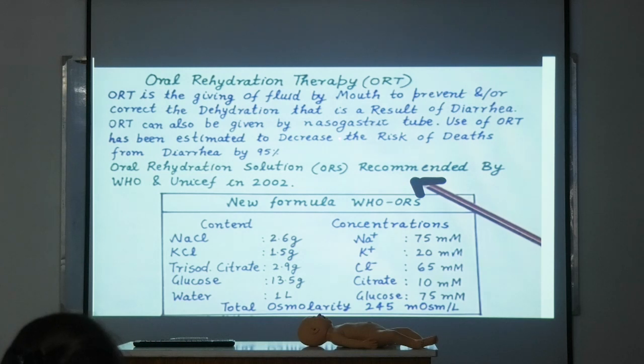বাচ্চাদের ক্ষেত্রে বা যে খেতে পারছে না তার ক্ষেত্রে নেজোগ্যাস্ট্রিক টিউব দিয়েও ORS কিন্তু দেওয়া যায়। And please see, use of ORS, actually ORT or ORS has reduced the risk of death in diarrhea by 95%. Once it has been introduced, it has been so effective that it has reduced the chance of death in diarrhea by 95%.